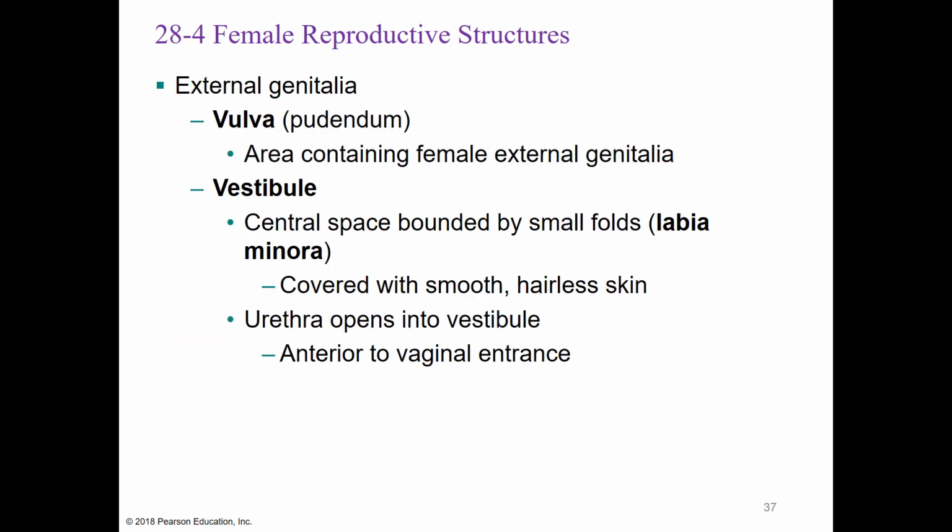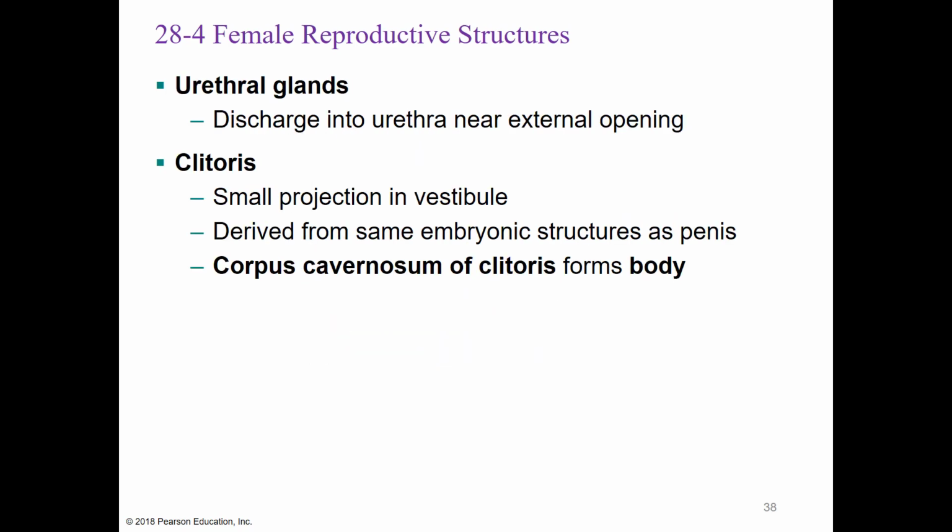The external genitalia is going to include the vulva, which is the area containing the female external genitalia. So that's a general term for all of the external parts. The vestibule is the space bounded by small folds known as the labia minora, covered with smooth, hairless skin, and the urethra opens into the vestibule in front of the vaginal entrance. We're going to look at images of this as well, just to be sure that we know where everything is technically located.